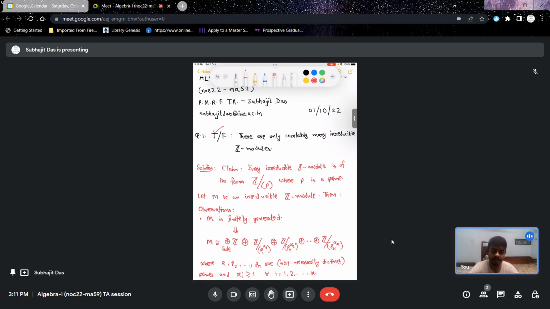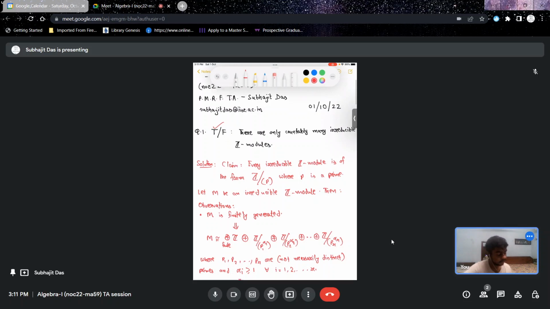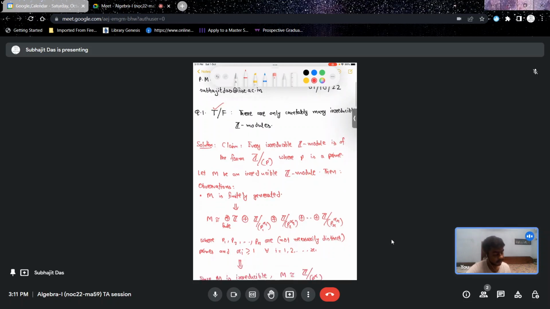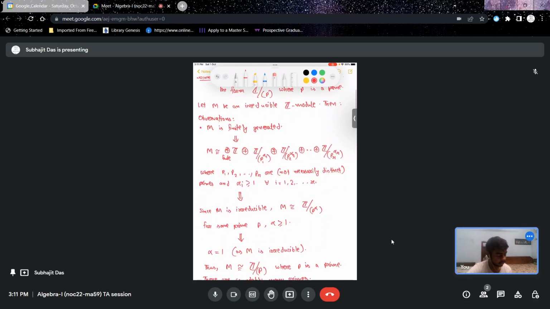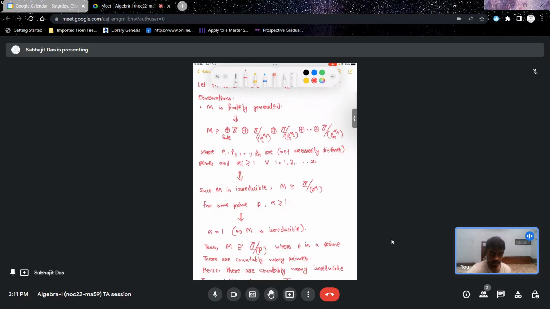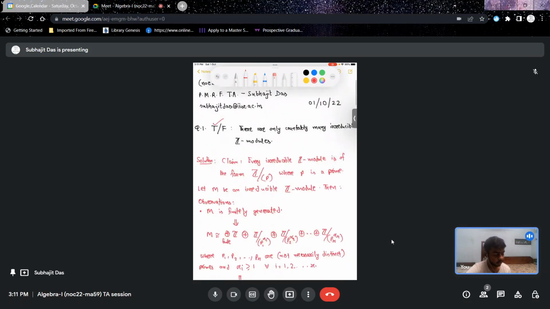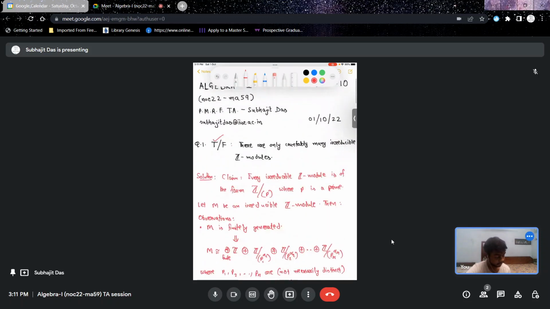You could just take an irreducible Z module and then just show that it has to be of the form Z mod the ideal generated by p. It's very simple. You don't need to invoke this machinery here, but I just wanted to display one of its uses. That is why I used this theorem. You could alternatively give a more elementary proof. This is very easy. Okay, so let us move on to the next problem.